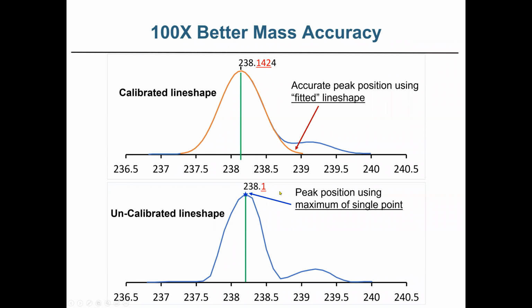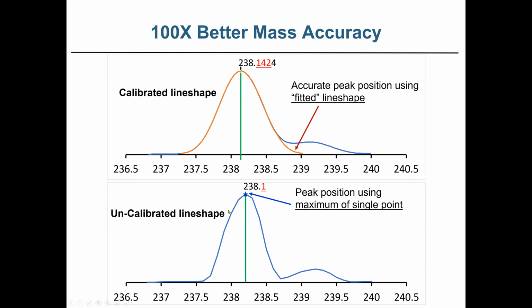So what does that give us? What advantages does that give us? Well, the first thing it can do is give us significantly better mass accuracy, even on a unit resolution, i.e. quadrupole type instrument, up to 100 times quite easily. How is that? Well, if you look at the bottom here, this uncalibrated line shape, how do I find the peak position, this exact mass position?